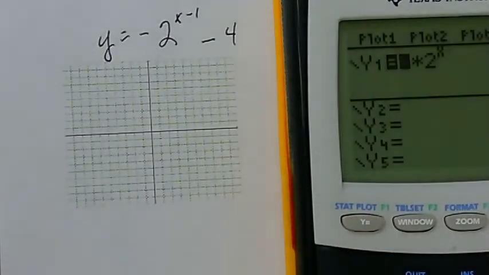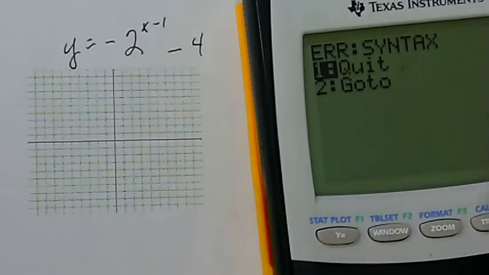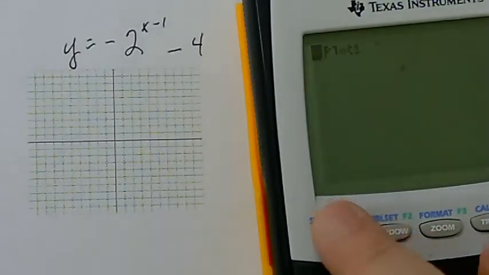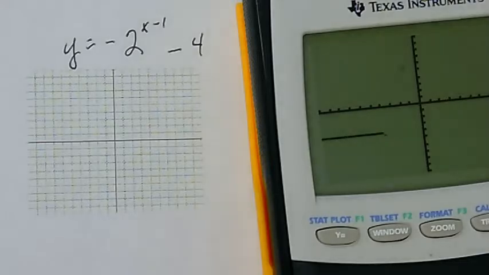So I'm going to go to y equals and type in -2 to the x subtract 1, and then I've got an arrow over so I can go down and put -4. So let's look at the graph. What did I do? It's not an x. Okay, let's see if that does something better. Okay, this happened like we thought it would.